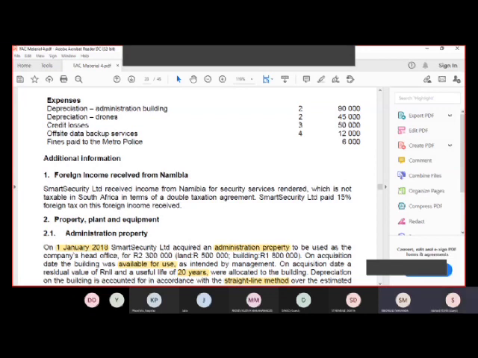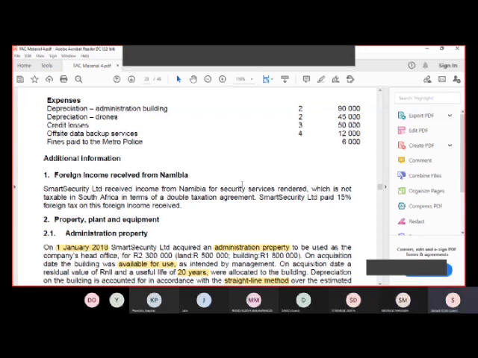Yes, 100%. But remember, when you allocate that impairment, make sure that the carrying amount should not be impaired below the higher of fair value less cost to sell or value in use. If it's below, you limit it to the highest of the fair value less cost to sell or value in use.